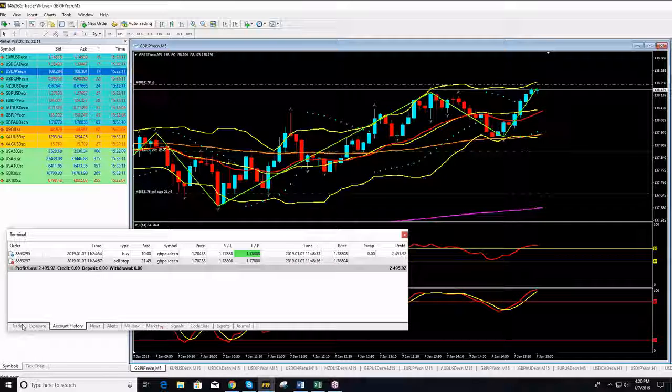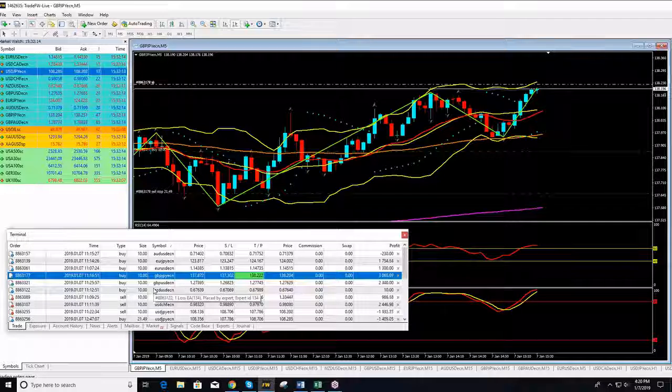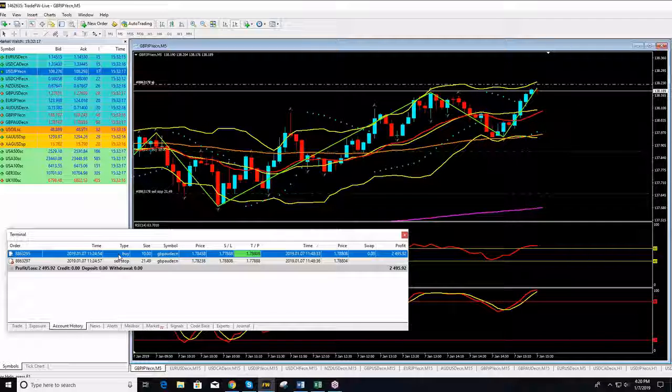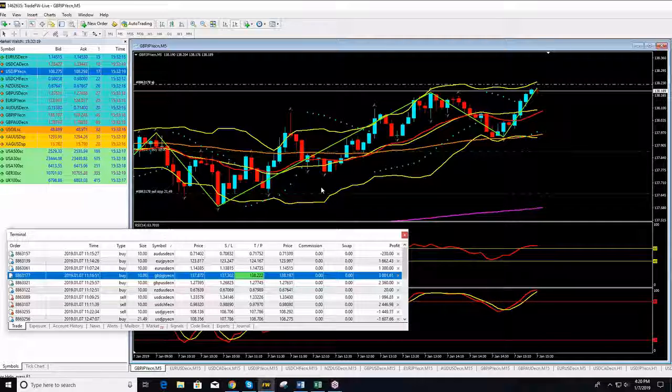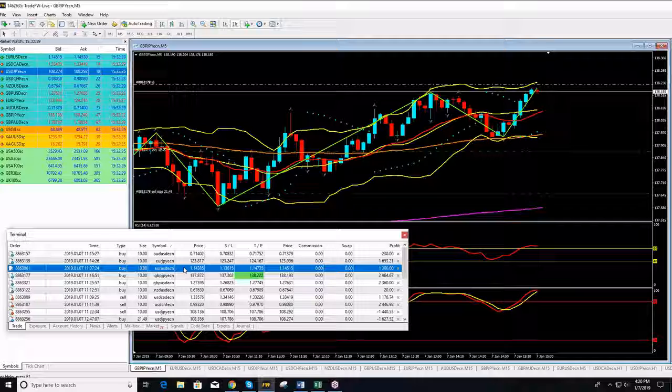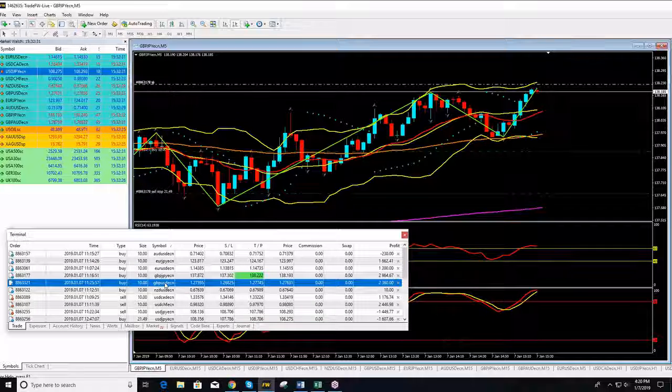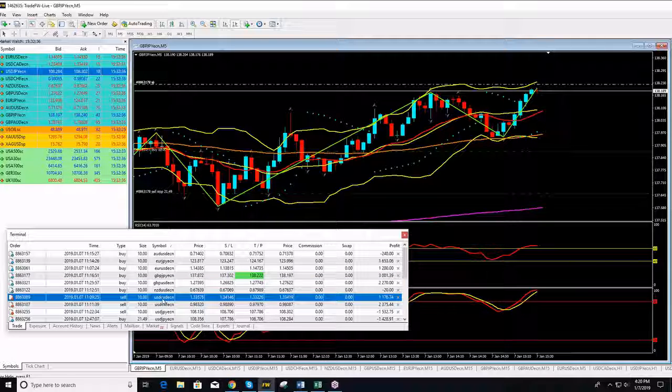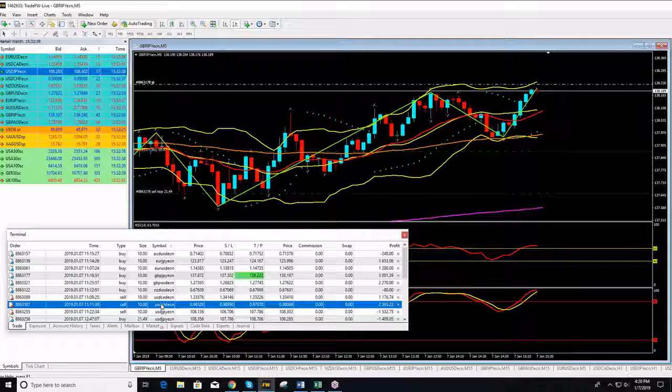Currently we are up $2,495 from our profitable long position on pound Aussie in the morning. Currently we are making almost $3,000 from pound yen. We are making $1,600 from euro yen. We are making $1,300 from euro dollar. We are making $2,360 from pound dollar. We are making $1,100 from dollar CAD. We are making $2,365 from dollar CHF. The majority of the trades, as you can see, are in profit.